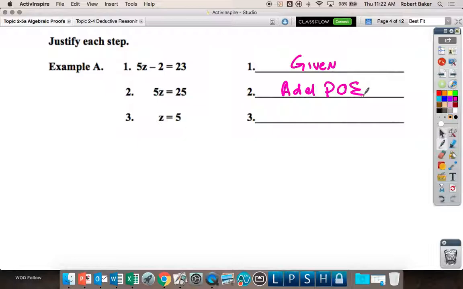Why is z equal to 5 now? Because of the division property of equality. Guys, that is your first 2-column proof. You're just explaining why statements are true.